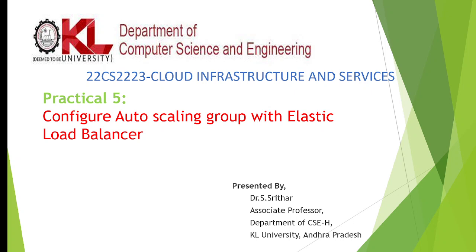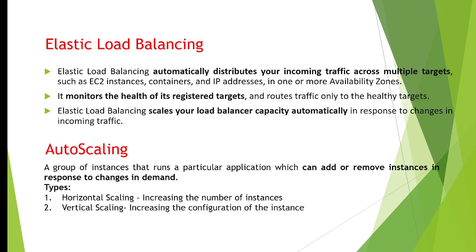In this practical, I'm going to show you how to configure the auto-scaling group with the elastic load balancer. Before we go into the actual practical, I'd like to tell you what is meant by elastic load balancing. Elastic load balancing will automatically distribute your incoming traffic across multiple targets, such as EC2 instances. Whenever the traffic is heavy, this traffic will be distributed equally to all the available target machines.